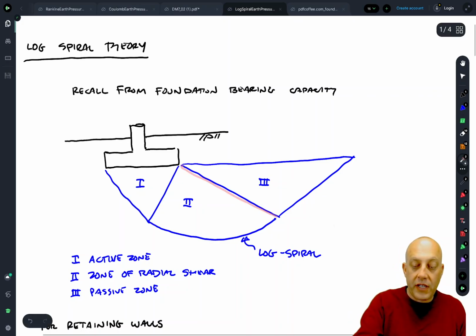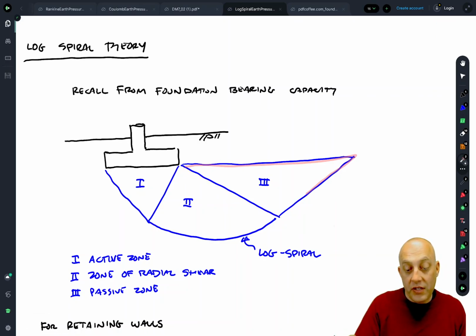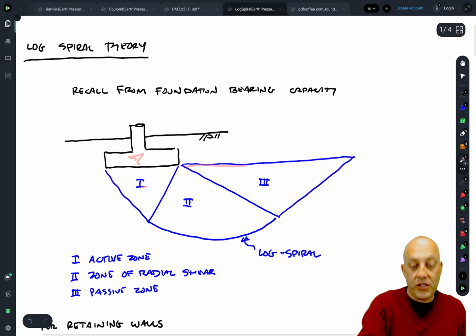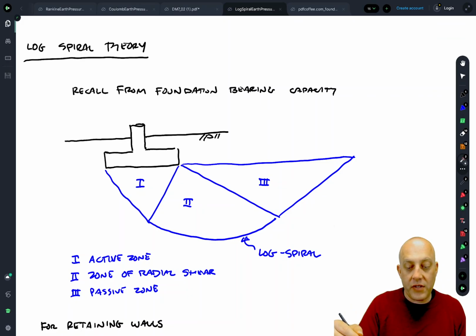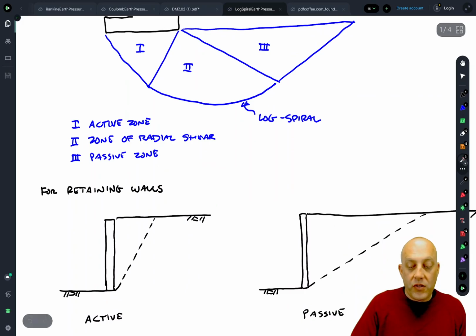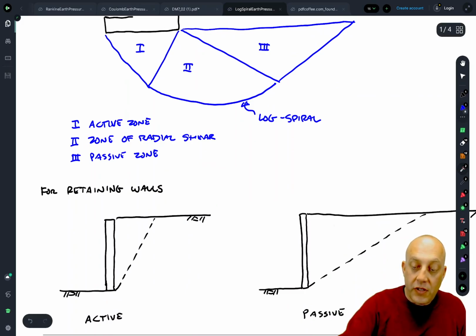And then zone 3 over here is a passive zone. And again, that may seem weird. Why is that a passive zone? Well, this footing is pushing down and generating horizontal pressure. And so in zone 3, the horizontal pressure is actually bigger than vertical, which is why it's a passive zone. So that log spiral property for foundation bearing capacity is not something new, right? We've already been through that before, and so it's not a surprise to us that a log spiral also exists for retaining walls. So here, let's do active pressure first.